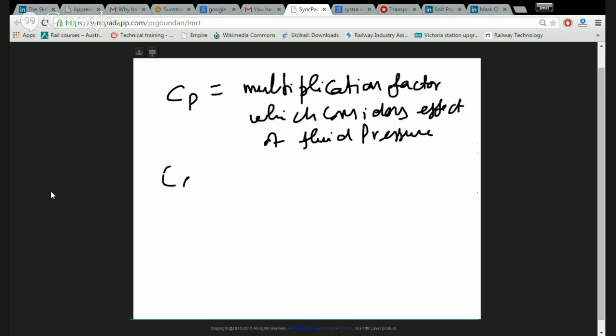Then CQ, again a factor for leakage. CV, what is the viscosity of the fluid? So it is all mechanical properties of the environment. So the base is there for a given normal environment, then there are different environments in which you put it into use, so you apply a correction factor and find the component failure rate.